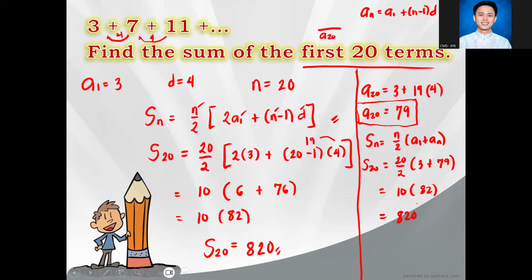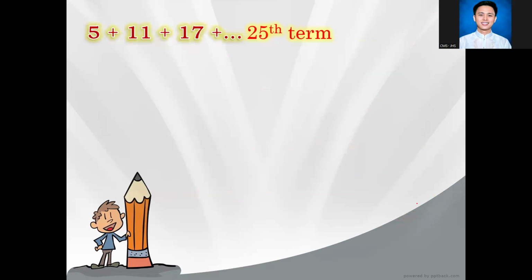So it's up to you. If you want to solve for the 20th term, the last term, you can do so. If you want to make use of the second formula, you can always make use of the second formula. As long as your process is correct, then you'll be getting the right answer in the end. Okay?